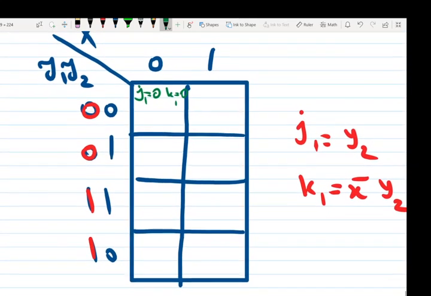If we write these j's and k's for all different cells, we will have 0, 0, 1, 1, 1, 0, 1, 1, 1, 0, 0, 0, and of course 0, 0.